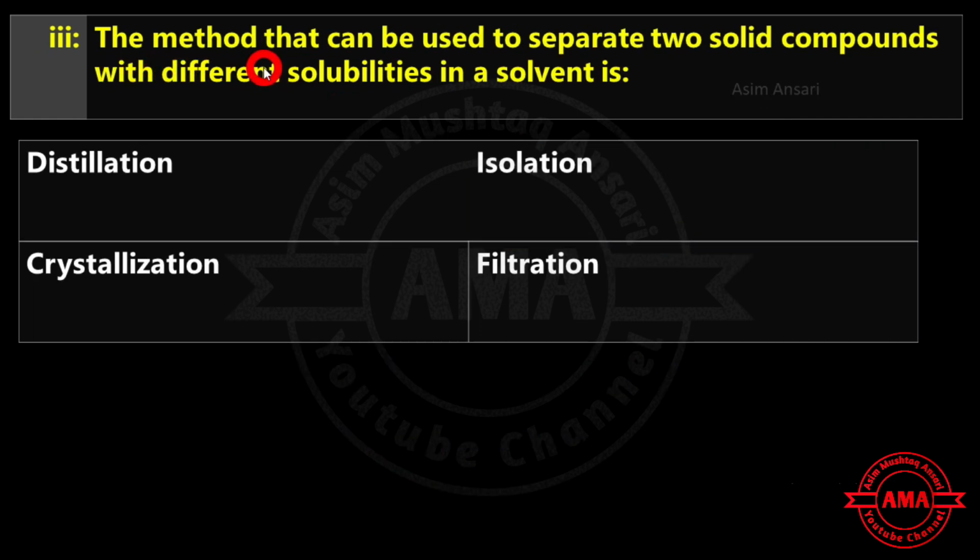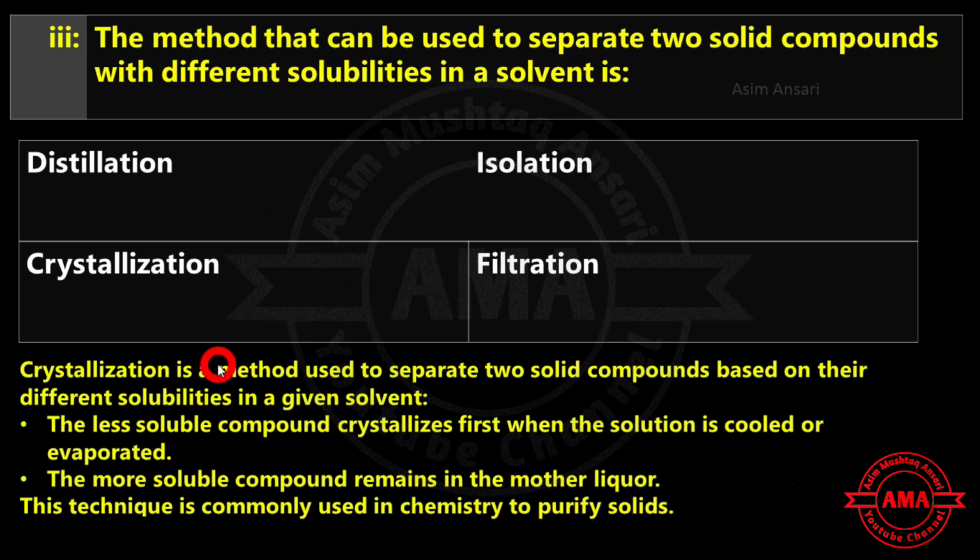Next is: The method that can be used to separate two solid compounds with different solubilities in a solvent is distillation, isolation, crystallization or filtration. There, crystallization is a method used to separate two solid compounds based on their different solubilities in a given solvent. The less soluble compound crystallizes first when the solution is cooled or evaporated. The more soluble compound remains in the mother liquor. This technique is commonly used in chemistry to purify solids. So C option is the correct answer of this statement.